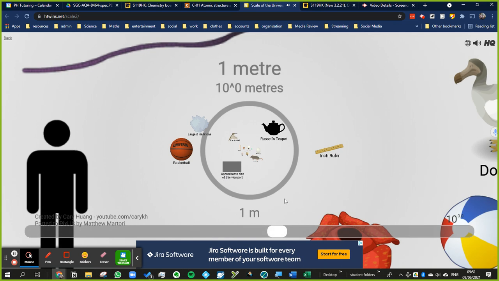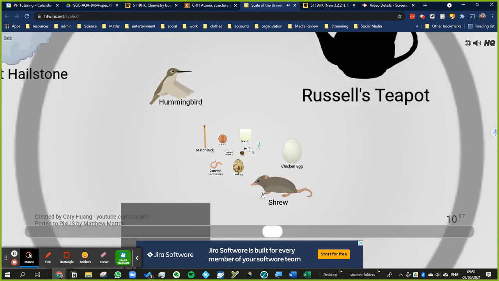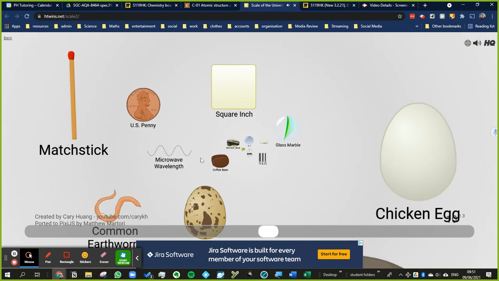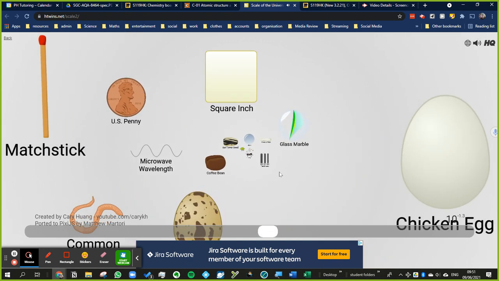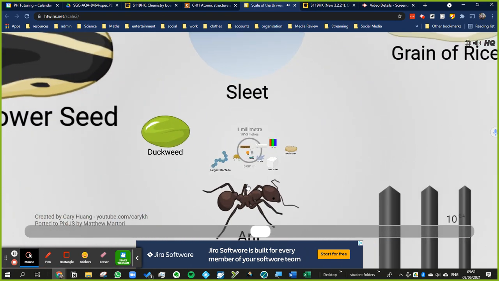So this is a simulation which allows you to zoom in and see what everything's made out of. This circle says 1 meter, which means that this circle is 1 meter across. We're going to zoom in, and we can see here's a shrew. This is a quail's egg. This is the length of a microwave. You're going to learn about waves eventually. That's a penny. Keep scrolling in. That's how big an ant is.